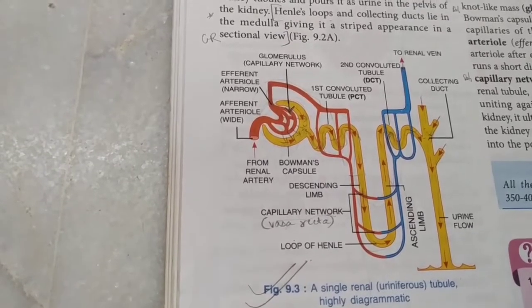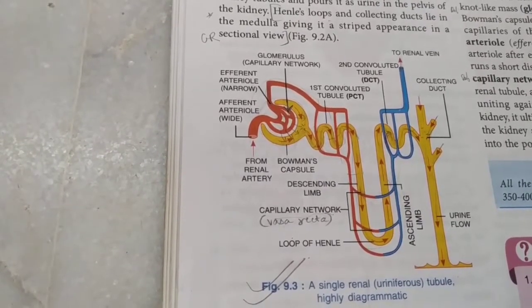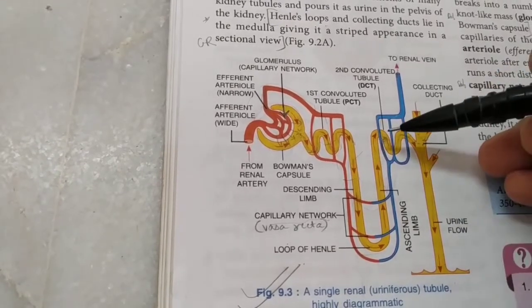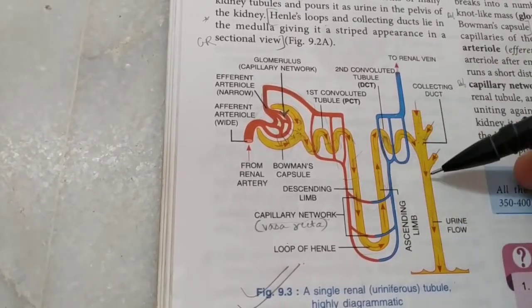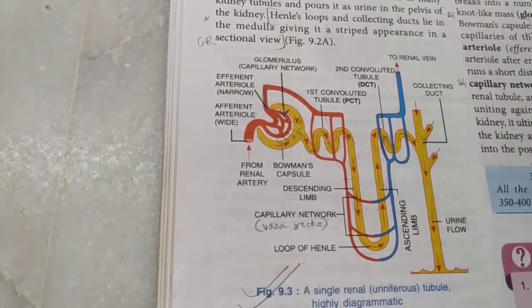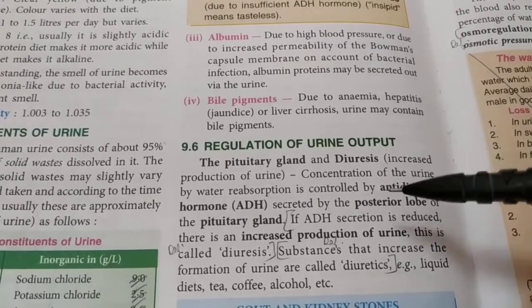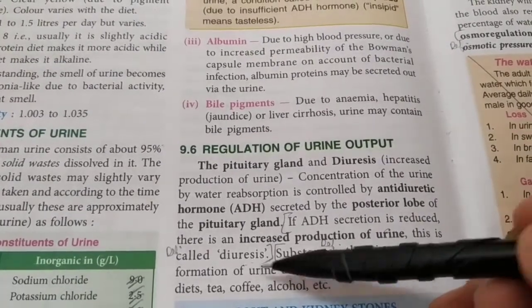But in cold weather, ADH production from the pituitary gland decreases. That means the reabsorption will decrease. So they will allow a lot of water to just pass out as urine. That is why you urinate a lot in cold weather. And producing too much urine is called diuresis.